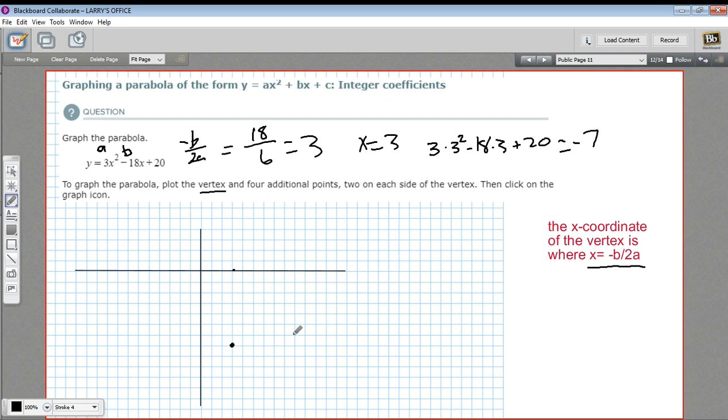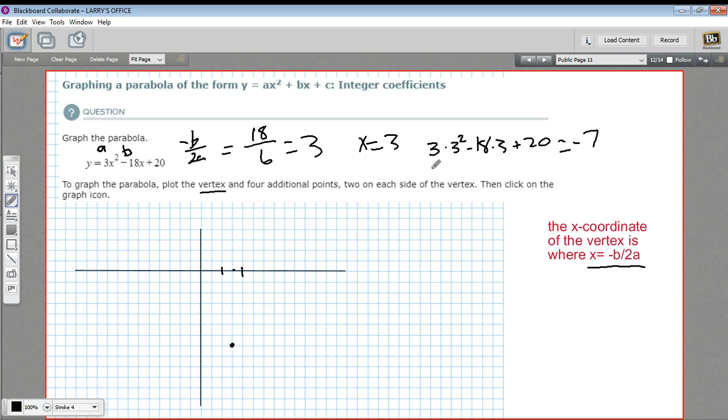Okay. Now, I know that this parabola is going to open upward. I know that because it's a positive coefficient on the x squared term. But if you didn't know that, you'd find out pretty quickly by finding your next couple of points. And the way to do that is to choose the point that's 1 to the left and 1 to the right. So we want x values of 2 and 4. They're going to have the same y value. And to find them, all we do is plug them in again.